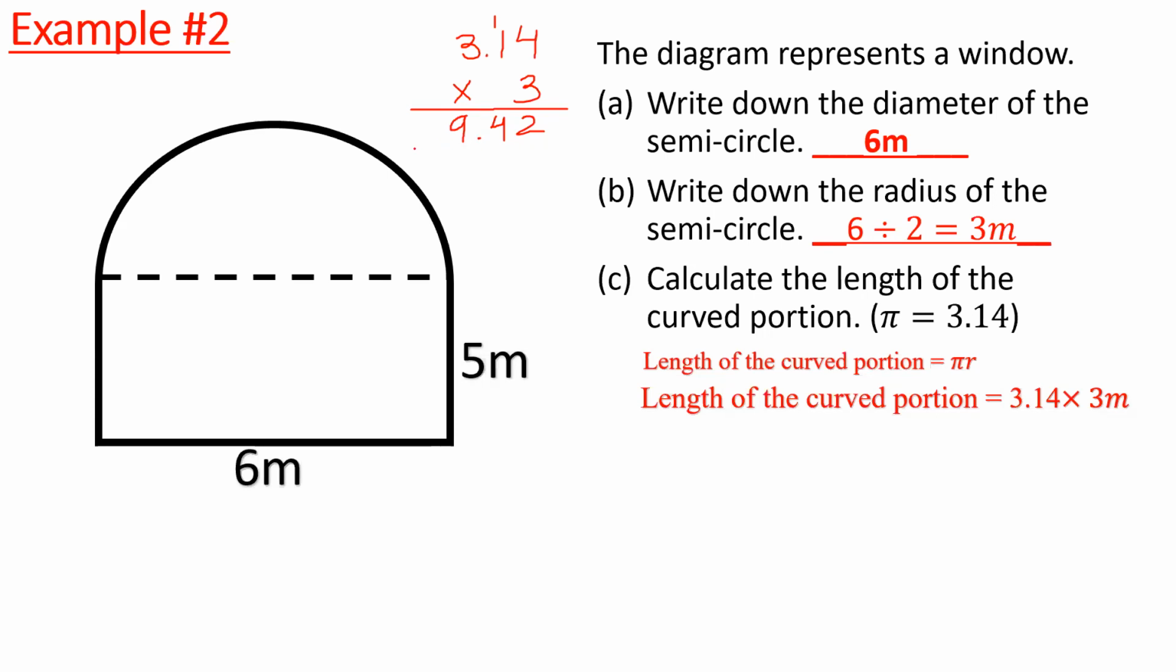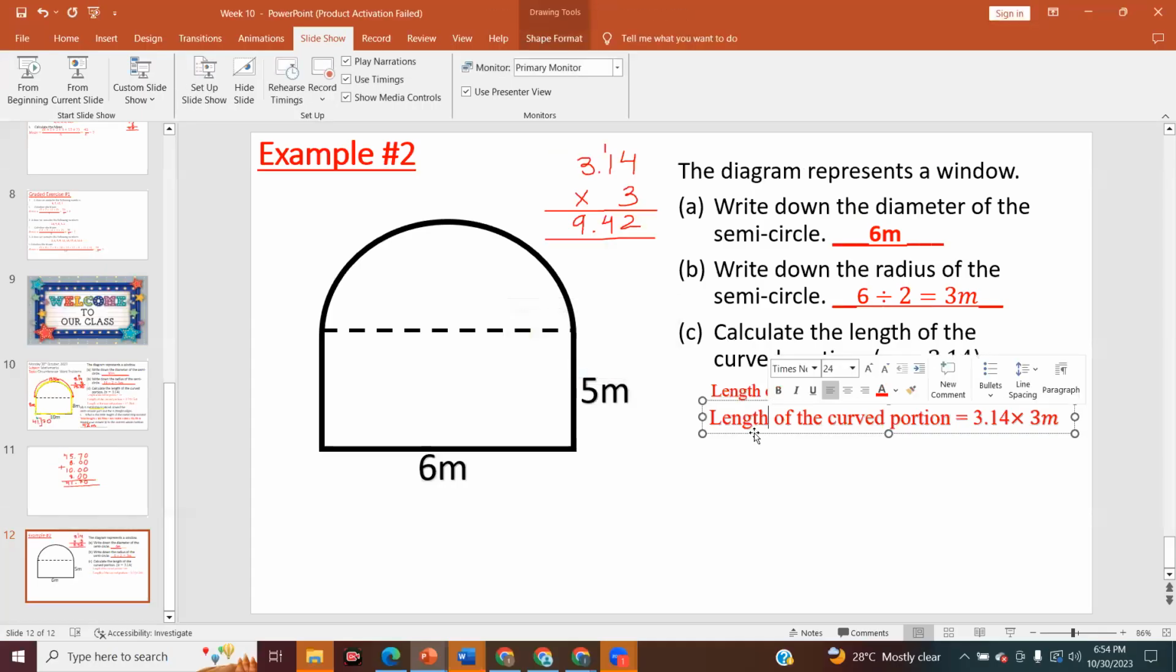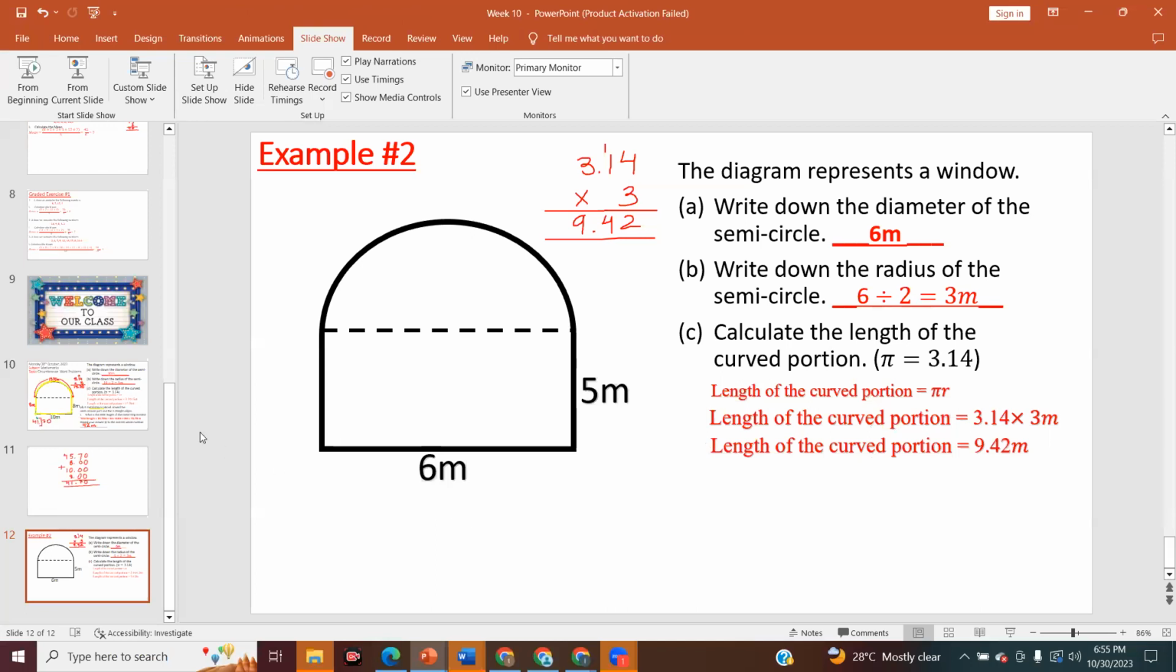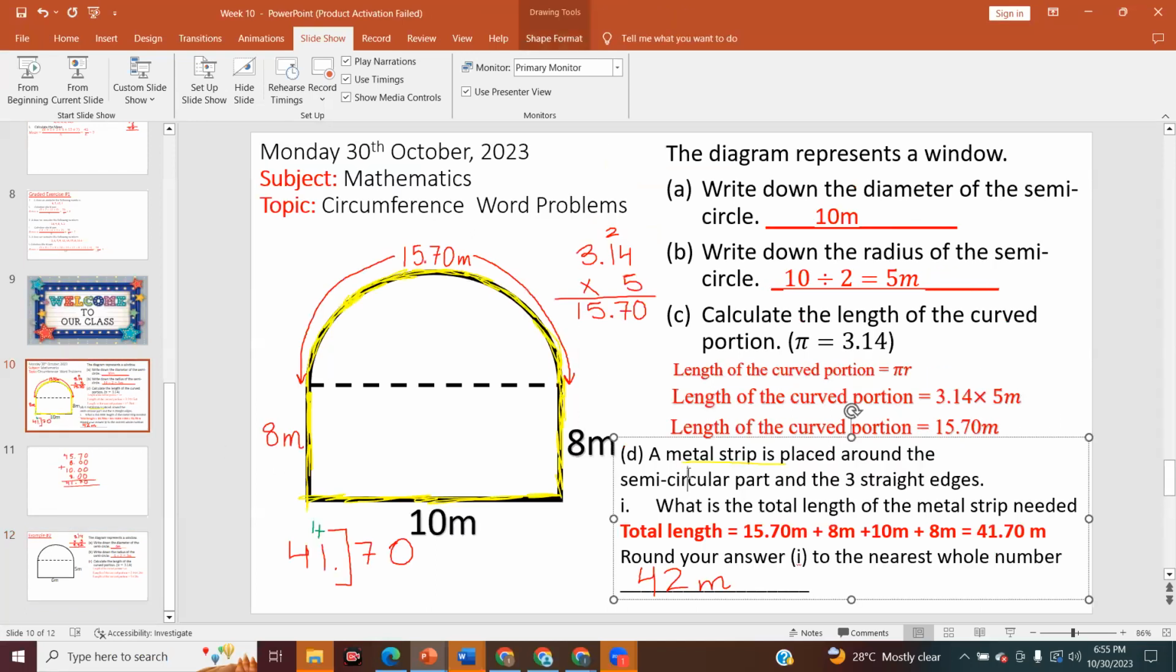Yeah, that's correct. 9.42. How many persons got that? Let me know if you are one of the persons who got that. I'm talking about how many persons got it before I show it. Very good. So it's 9.42 meters. Perfect. So you all know what the next question is going to be.